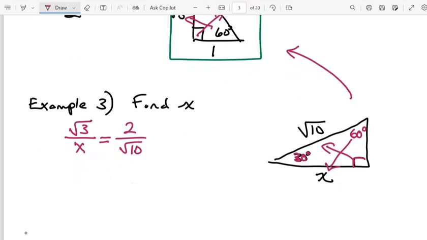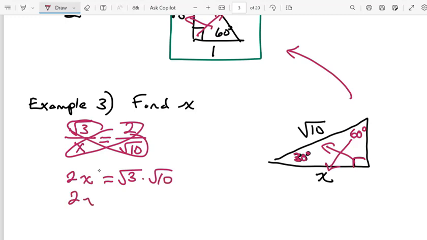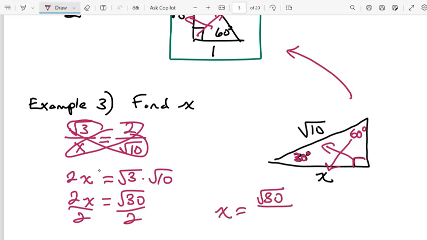Now we can cross multiply, and when we cross multiply here, we're going to get 2 times x is equal to the square root of 3 times the square root of 10. The square root of 3 times the square root of 10 is the square root of 30. Now we can divide both sides by 2, and x is equal to the square root of 30 divided by 2. That's not going to simplify because the number on the bottom is a whole number, and we have a square root on the top, so we can't simplify using common factors.